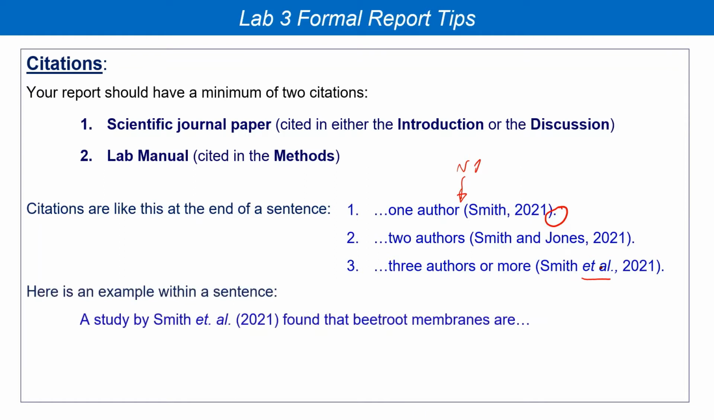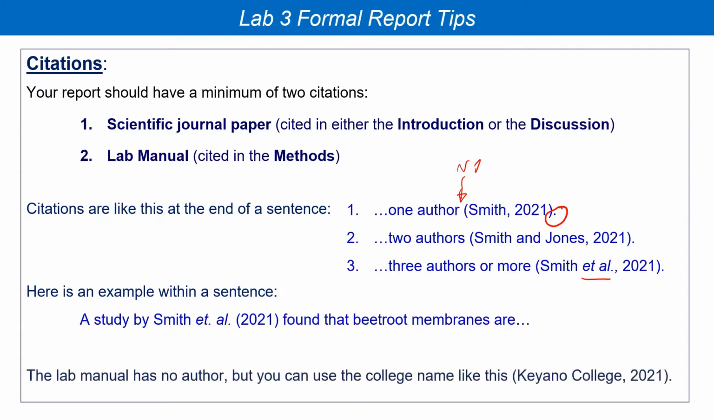Sometimes people like to cite within the sentence, and that is acceptable as well. And usually what you do is you're mentioning their name or names, and it's the same format. If there's 3 or more, it's et al. If it's 1, you just say Smith, and you're going to put in brackets the year.